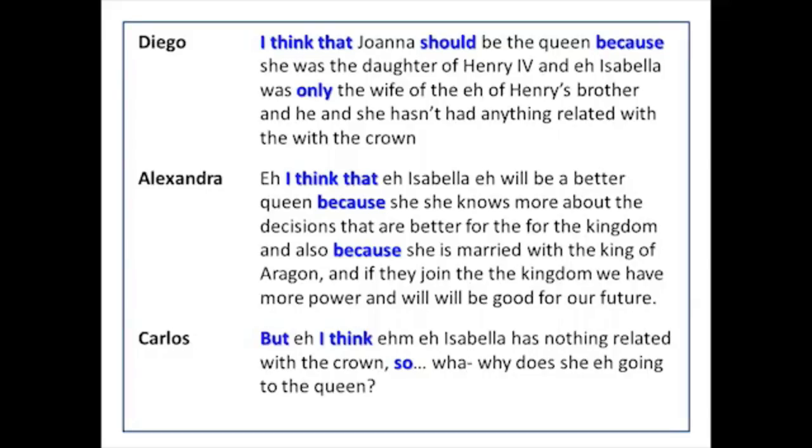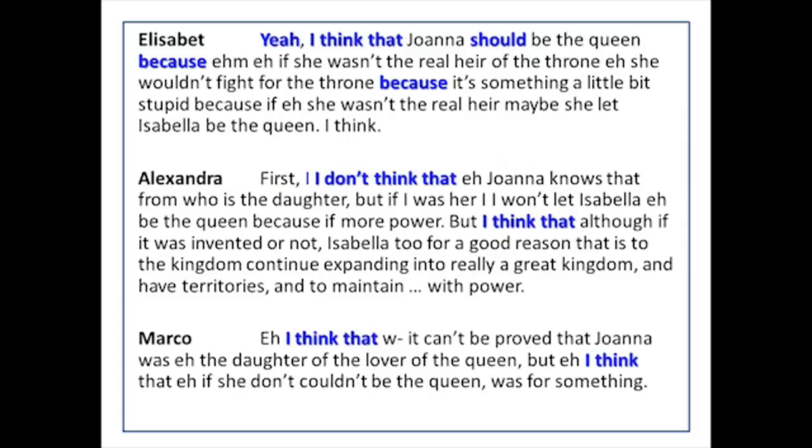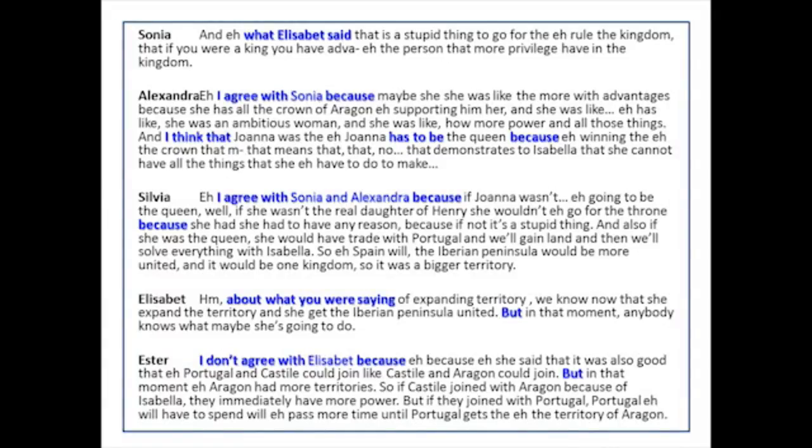People are not interacting really here per se. They're simply stating their point, their position. It goes on. "Well, you know, but because also, and I think that." And then it gets a bit more interactive all of a sudden. "Well, yeah," this refers to something said before. "I think that Joanna should be the queen because," etc. And then first, "well, I don't think that Joanna," and this then again relates to something that was said before. And then eventually it becomes really debate-like. "Well, what Elizabeth said just before me, what Elizabeth said, that," etc.